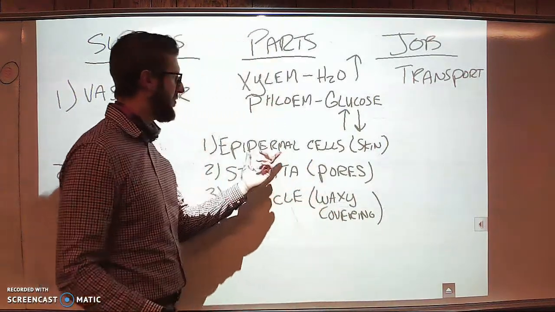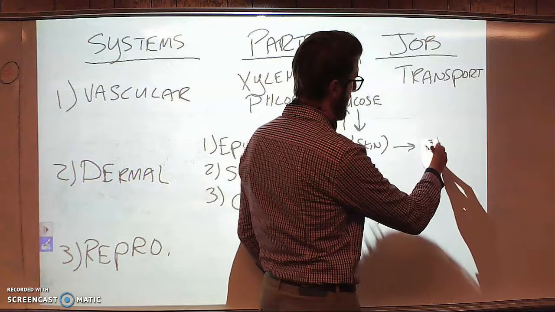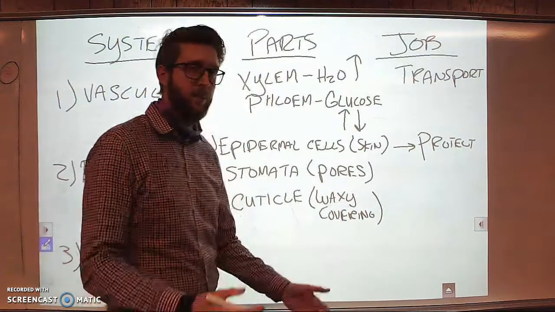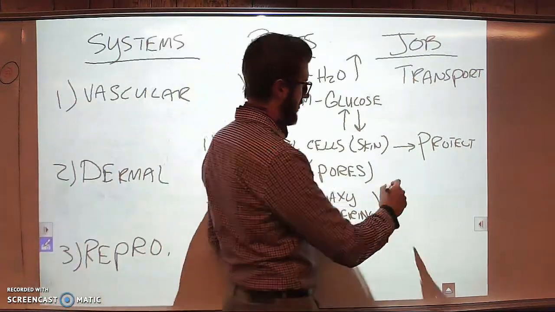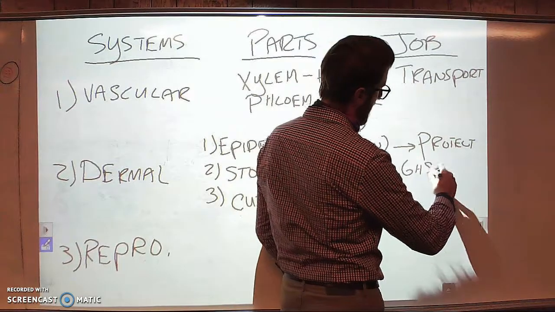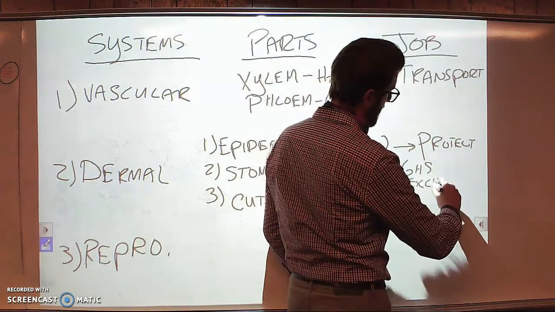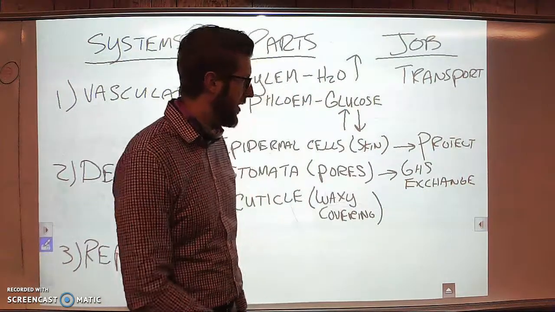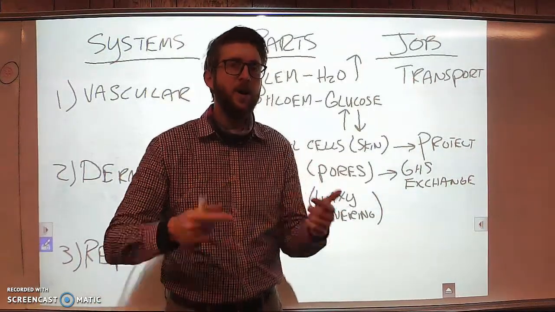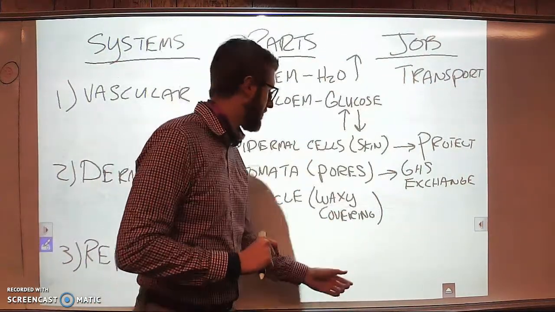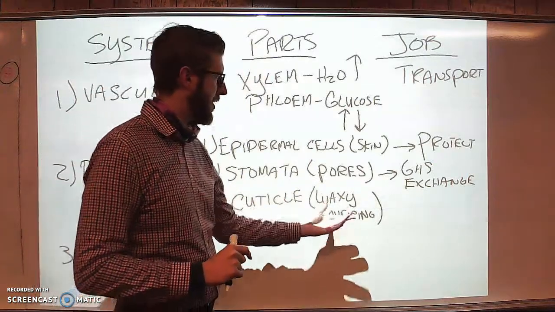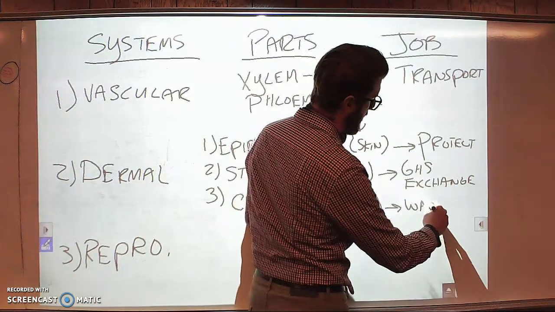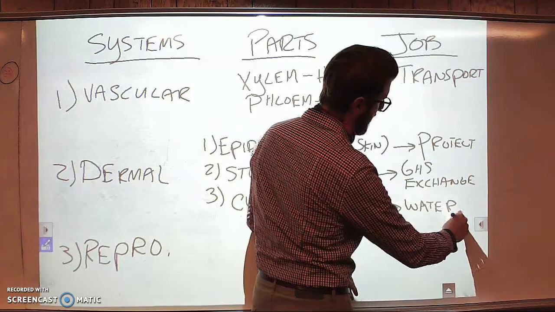Now the job of the epidermal cells, which is the skin, is to protect the plant, to separate the inside from the outside. The stomata, which are like the pores, that's to allow gas exchange. When I say gas exchange, remember that means CO2 in and O2 and water out. And the cuticle is a waxy covering that covers the leaves, and the reason it's there is for water retention.